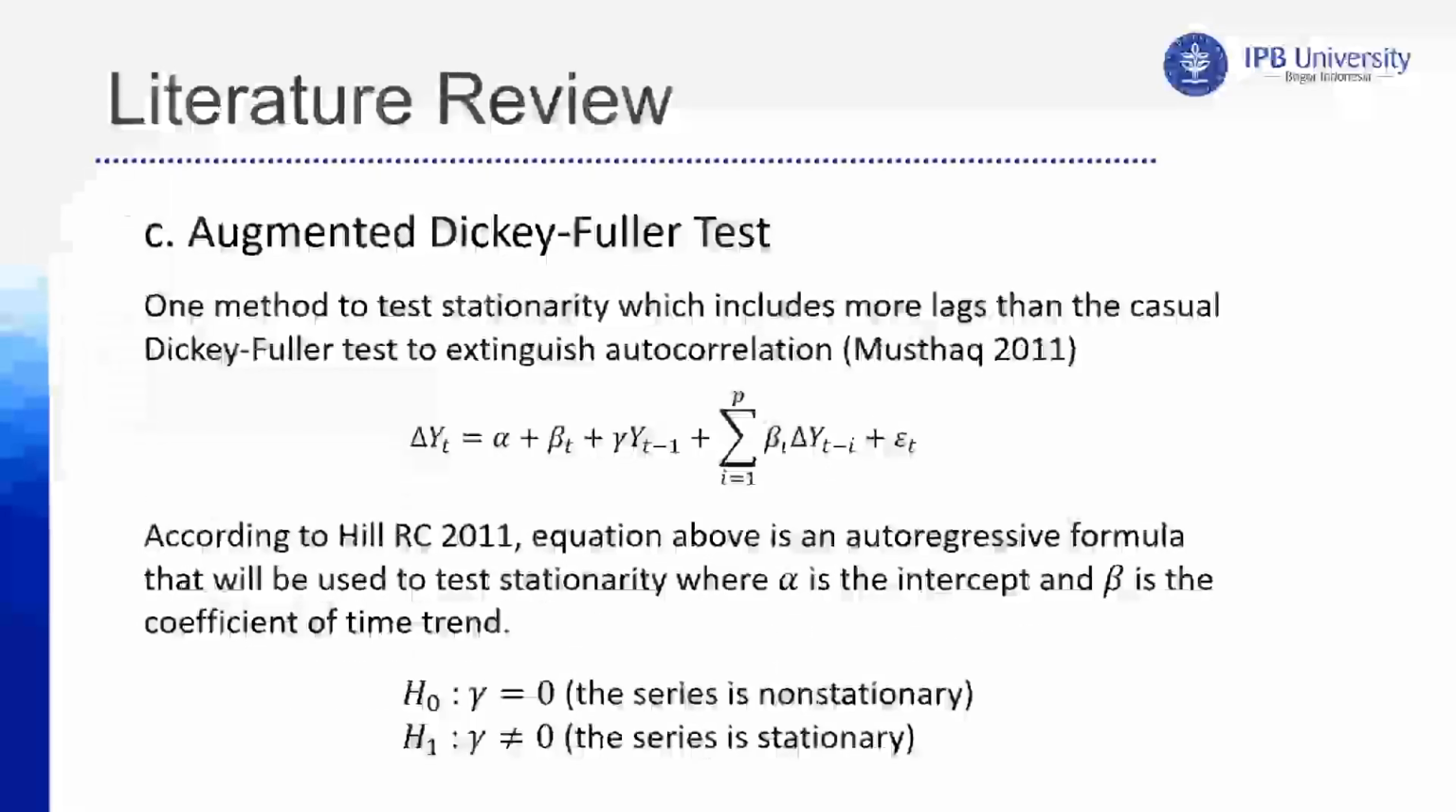The third one is the augmented Dickey-Fuller test. It is a method to test for stationarity, which includes more lags than the ordinary Dickey-Fuller test, in order to eliminate autocorrelation, according to Mustafa 2011. Here is the autoregressive equation with constant and trend, in which we will get the gamma value that will be used to decide whether a series is stationary with such hypothesis.